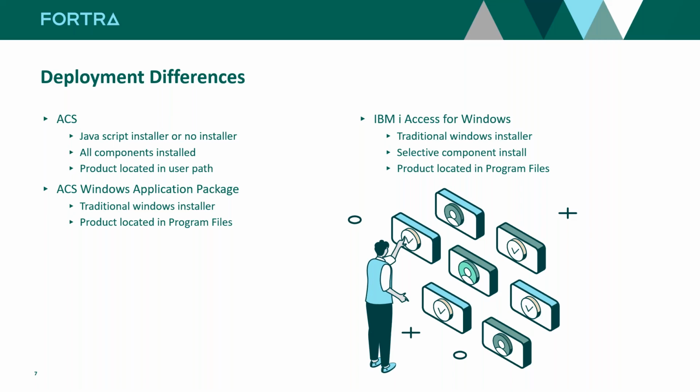Additionally, what's also different here is that with IBM i Access for Windows, the ODBC drivers, which is the most common component, was included with IBM i Access for Windows. And today in ACS, that's broken out into application packages for those platforms that we mentioned earlier, Windows, Linux, and Mac. And it still uses the traditional Windows installer, and that part of the product is still located in program files, but they are two distinct packages to install.